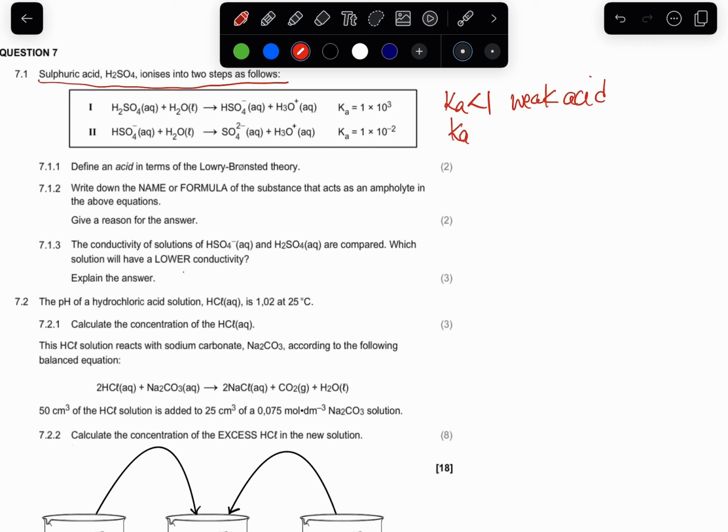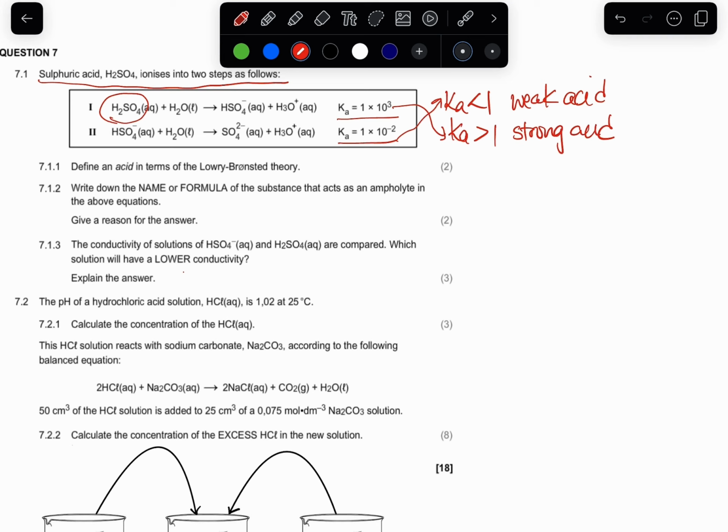Once your Ka value, the equilibrium constant for an acid, is greater than 1, that simply means that is a strong acid. So if we look at this Ka value, it's greater than 1, so it qualifies to be a strong acid. Even sulfuric acid is one of the strong acids. And the Ka value here is lower, lesser than 1. It qualifies to be a weak acid.